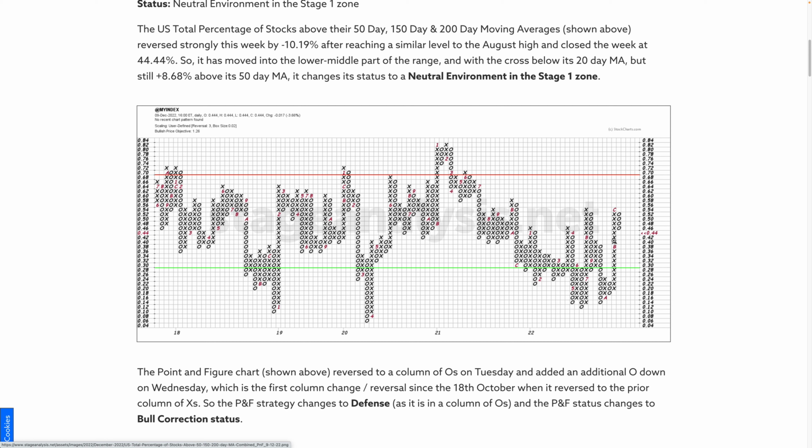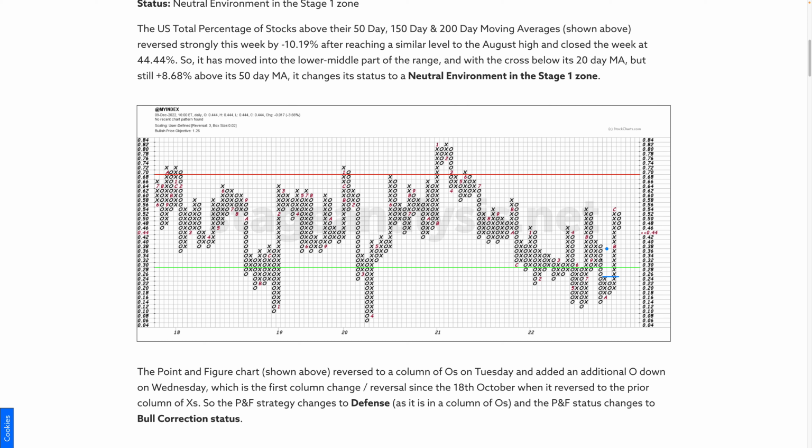So it's very similar to what Dorsey does with the Bullish Percent Index. When you're in a column of X's, you're on offense, and when you're in a column of O's, you're on defense. So we reversed this week back to a column of O's on Monday, and then on Wednesday we followed through for a further O, and we're back down to 44% here.